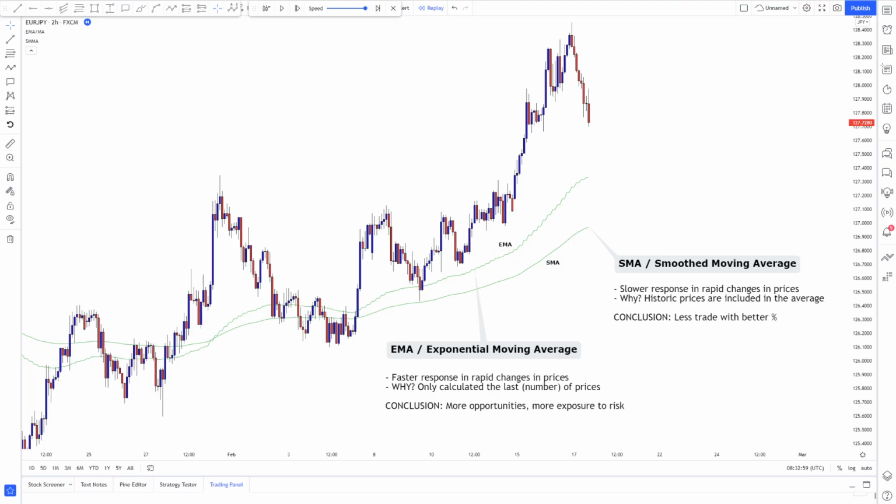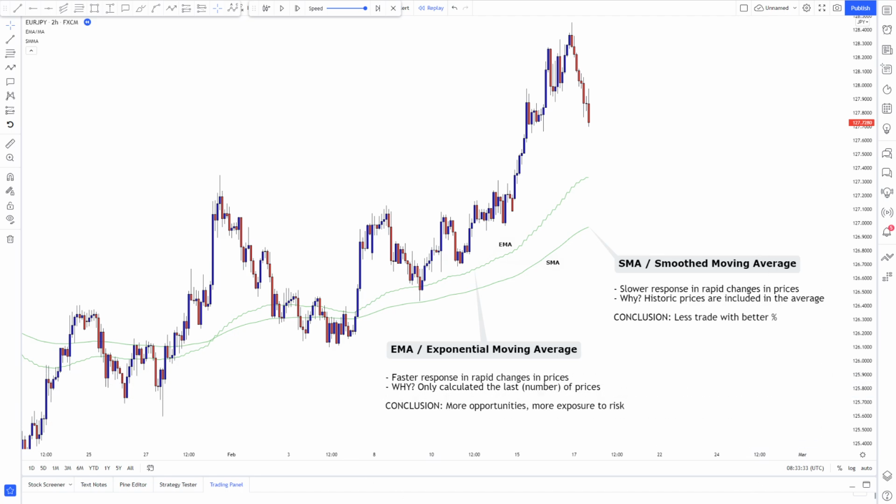Okay, so now let's take a look at which one to use, EMA or SMA. As you can see right here, EMA is the first one that follows the price, SMA is the second one. So let's take a look at why that is. The exponential moving average reacts faster to rapid changes in prices. Why? Because it only calculates the last number of prices, so historic data is not included. It only averages the last whatever number you put in. Conclusion for the EMA: you'll have more opportunities but also more exposure to risk.